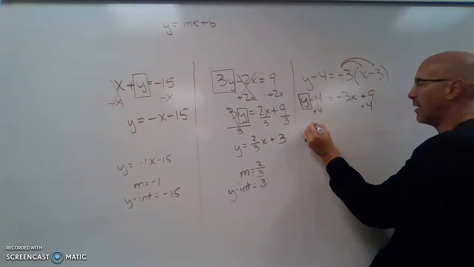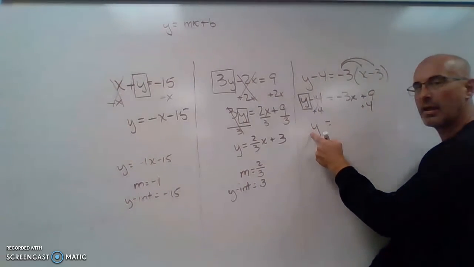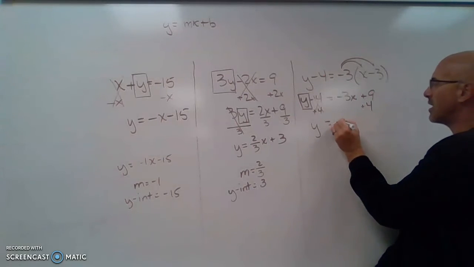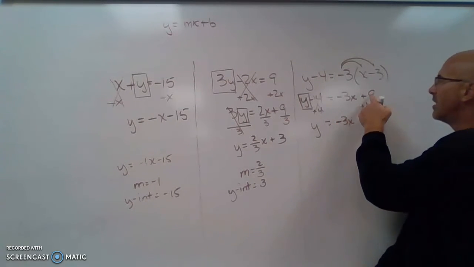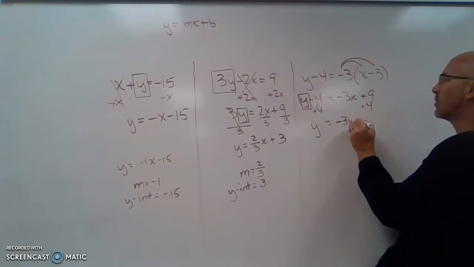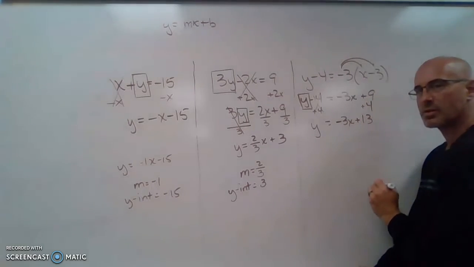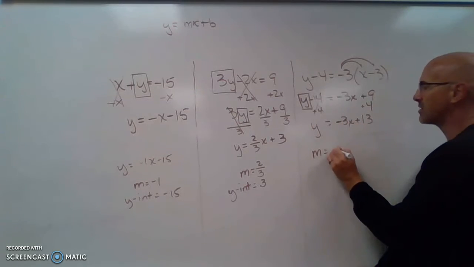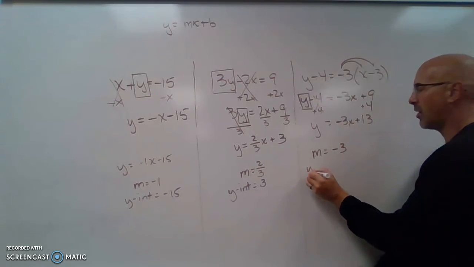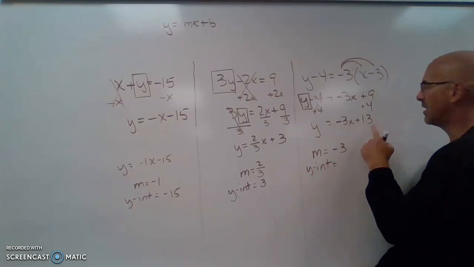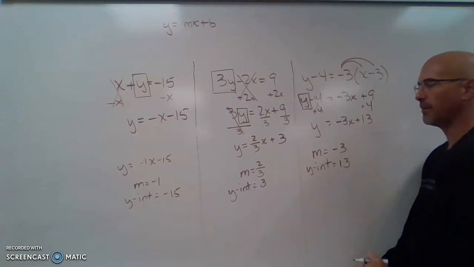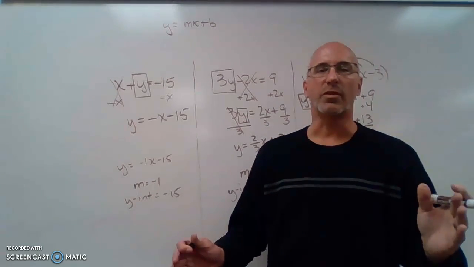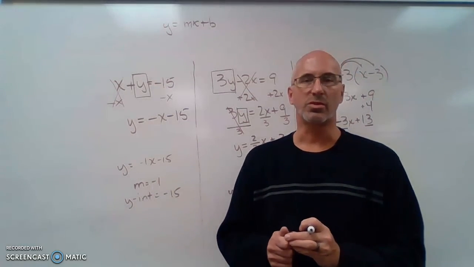This drops off, and I'm left with y alone. Yay! And I have negative 3x, and I'm just adding the 4, so the negative 3x stays. I have plus 9 plus 4, which makes it plus 13. So my slope is the coefficient of the x, which is negative 3, and my y-intercept is 13. And that is a little review on how to change an equation to slope-intercept form.